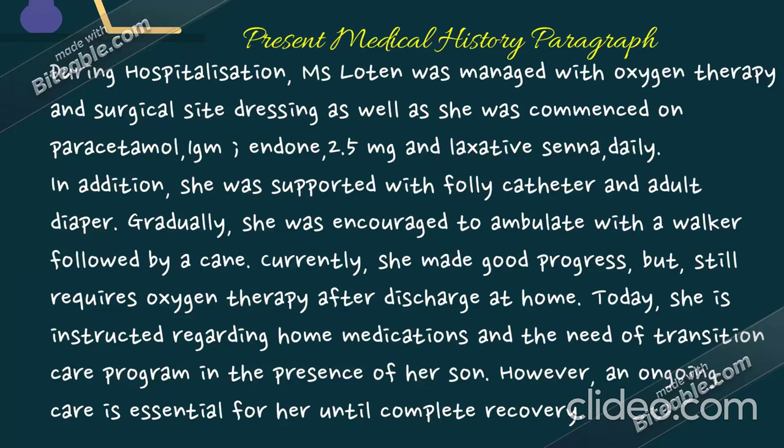She was provided with the Foley's catheter, or else we can write she was connected with the Foley's catheter. But here there is already an adult diaper also, so you can write she was provided with the Foley's catheter and adult diaper. Then we can write gradually regarding the mobilization. Gradually, she was encouraged to ambulate with a walker followed by a cane. So the first thing is with a walker, then she was encouraged to use a cane. Then day by day, we need not write what things we encouraged. This is like a sum up.